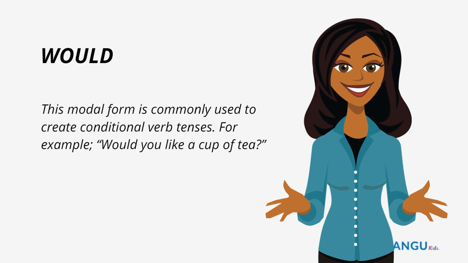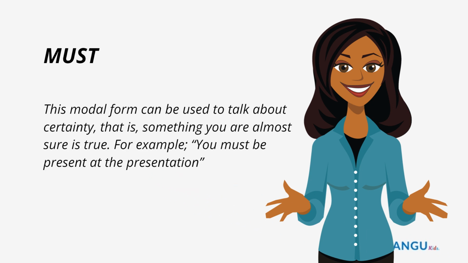7. Would. This modal form is commonly used to create conditional verb tenses. In addition, it can be used to make offers, requests, and talk about past habits. For example, would you like a cup of tea? 8. Must. This modal form can be used to talk about certainty, that is, something you are almost sure is true. It can also be used to talk about obligation, prohibition, necessity, or a strong recommendation. For example, you must be present at the presentation.